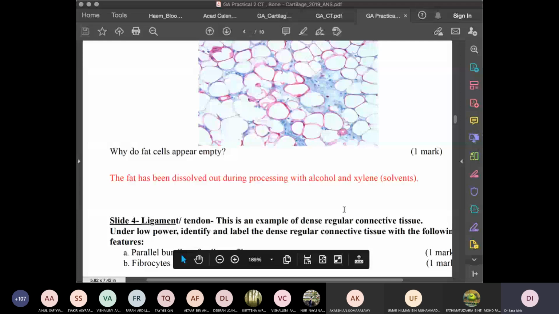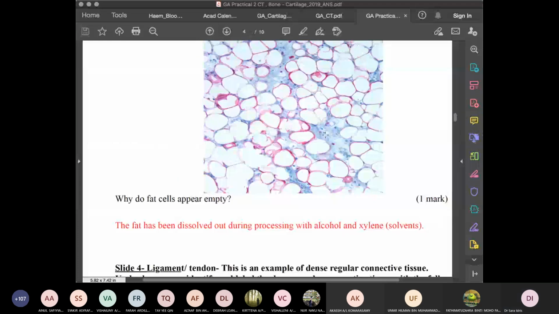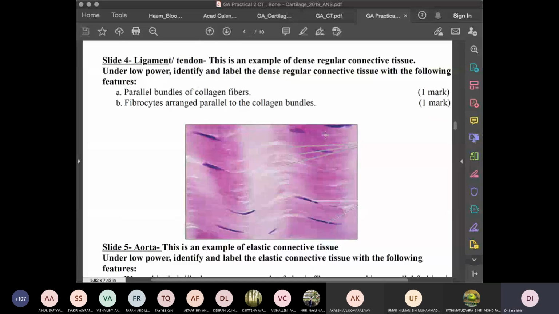Okay, any questions? If not, we move on to the slide to show your dense regular connective tissue.